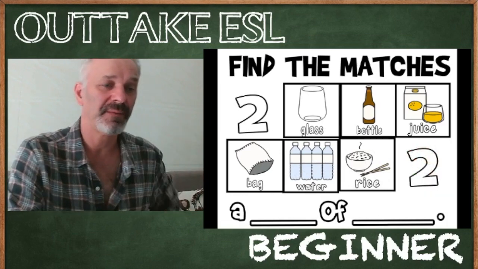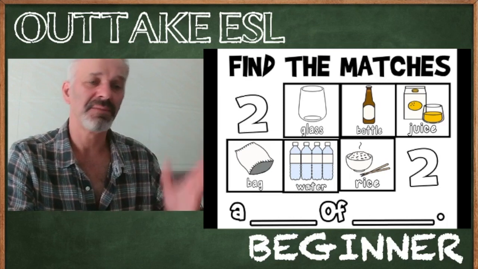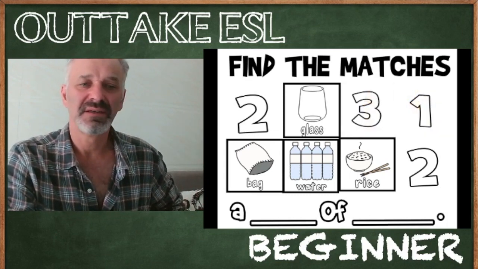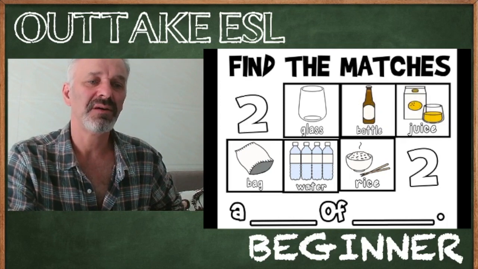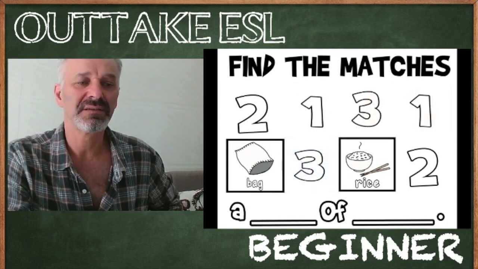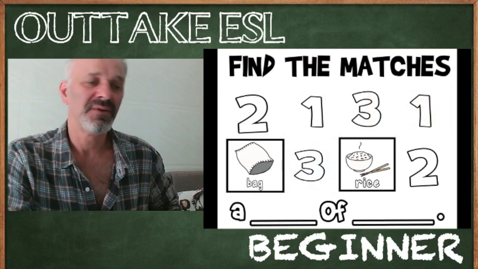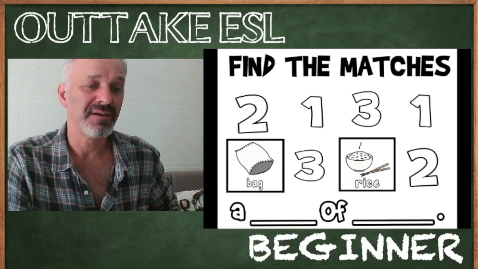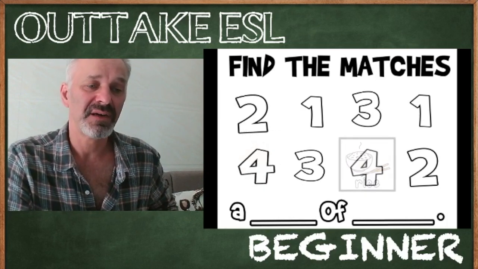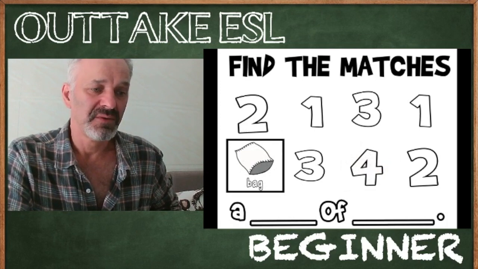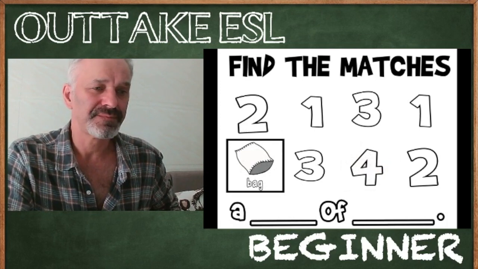So what do we have here? Someone pick it up. A bottle of juice. No. A bottle of water. Yes. A glass of juice. Yes. What's the last one? A rice, a bag. No. A bag of rice. Yeah, a bag of rice. Move on to the next slide.